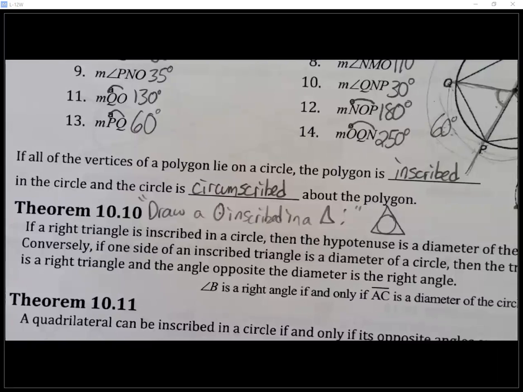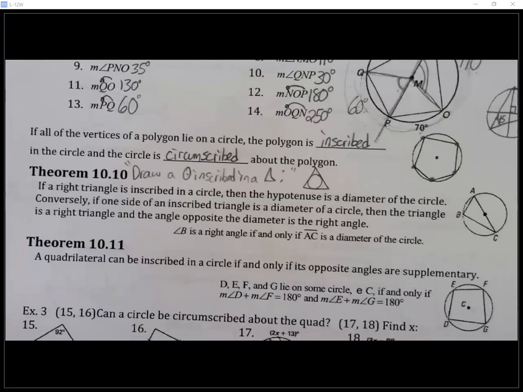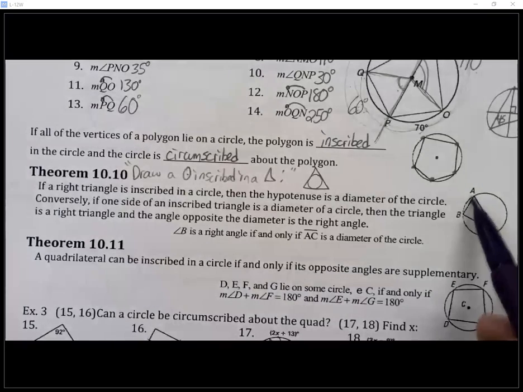All right, now theorem 10-10 here. This is so cool. So let's read it and then I'll break it down for you and we'll see what the heck is going on. Let me zoom out a little bit so we can get the picture too. All right, here we go. So let's read what it says. If a right triangle is inscribed in a circle, so we have a picture right here, we have a triangle inscribed inside the circle, a right triangle, then the hypotenuse is a diameter of the circle.